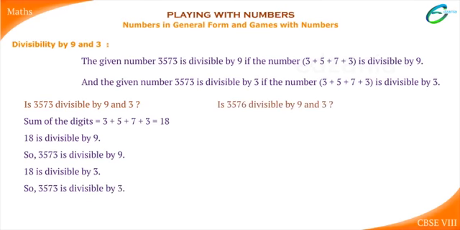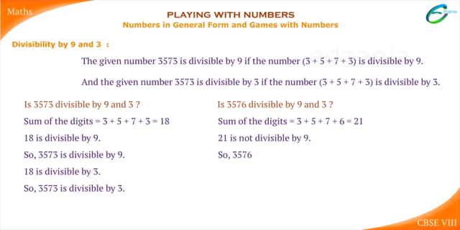Is the number 3576 divisible by 9 and 3? The sum of the digits of the given number is 3 plus 5 plus 7 plus 6, which is equal to 21. And we know that 21 is not divisible by 9. So the given number 3576 is not divisible by 9. However, we know that 21 is divisible by 3. So the given number 3576 is divisible by 3.